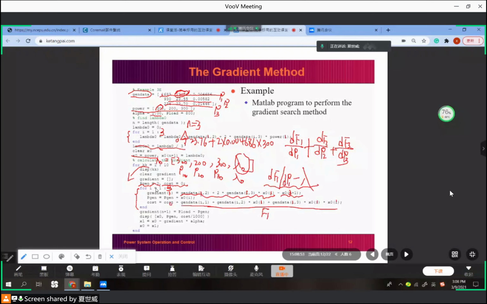And after you increase I to 2, you will calculate gradient 2 equals this: generator 2 plus 2 multiplied by generator 3 multiplied by x02. What's x02? It is p2 0. And minus lambda. So for I equals 2, you will calculate df2 over dp2 minus lambda. Similarly, for I equals 3, you will calculate df3 over dp3 minus lambda.